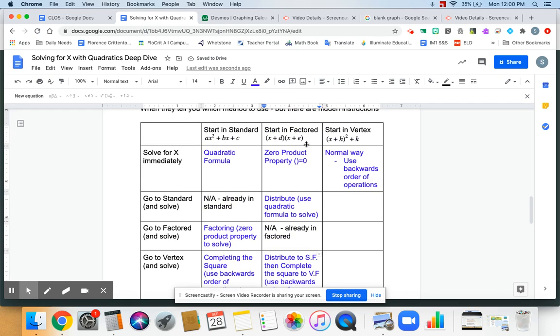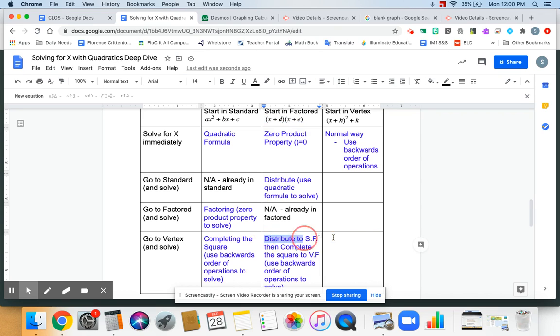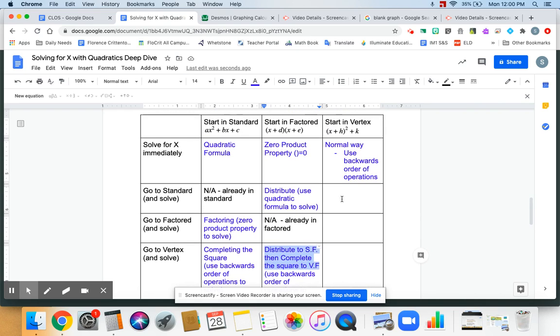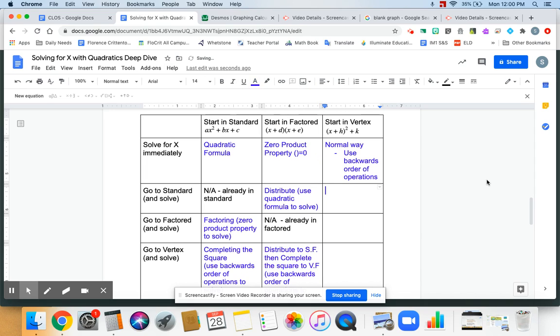So if they start you with a factored form and they say complete the square to solve, it means there's tons of hidden steps because first you have to distribute to standard. Then you have to complete the square to vertex. Then you have to solve it. Finally, if they start you in vertex and you need to go to standard form, how would you do it? You would also distribute, and then once you're in standard form, use the quadratic formula to solve it.